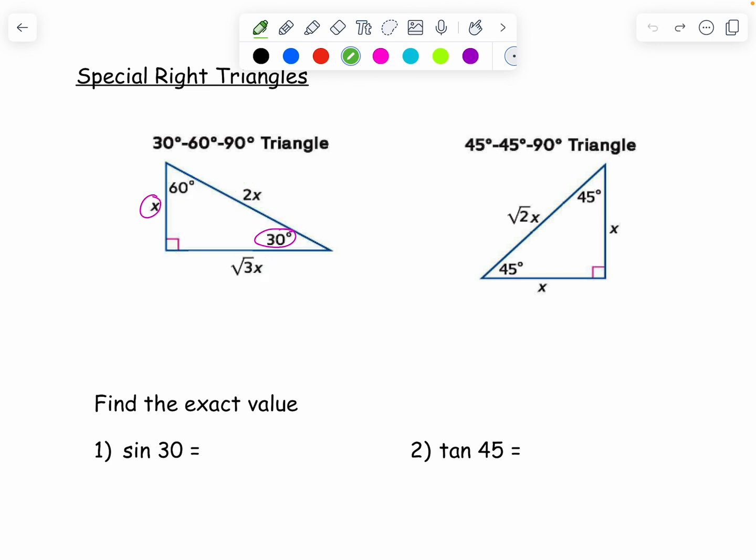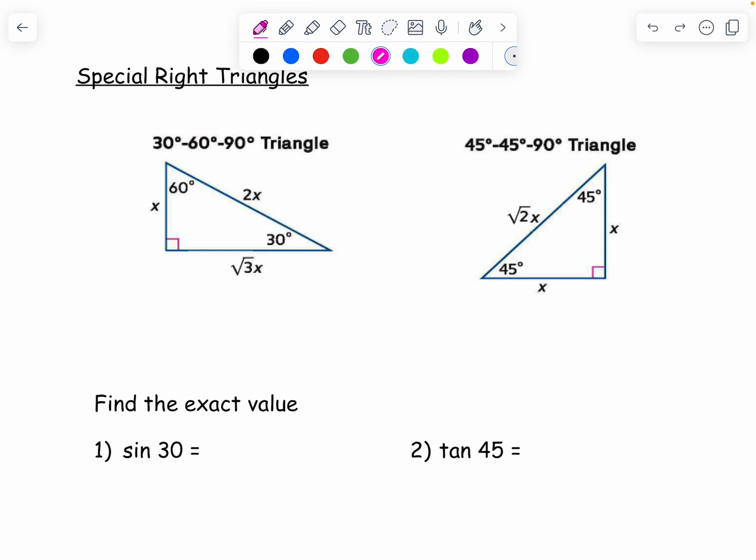Now, we want to be familiar with the relationships here as well. So we have our shortest side is going to be x. Then our hypotenuse, our longest side, will always be double that. So whatever that short side is, multiply it by 2, that gives us our hypotenuse. If we want the other leg of the triangle, not the hypotenuse, but the other leg, then we take whatever this shortest side is and we multiply it by the square root of 3. So those are going to be our relationships between those sides in these special right triangles.